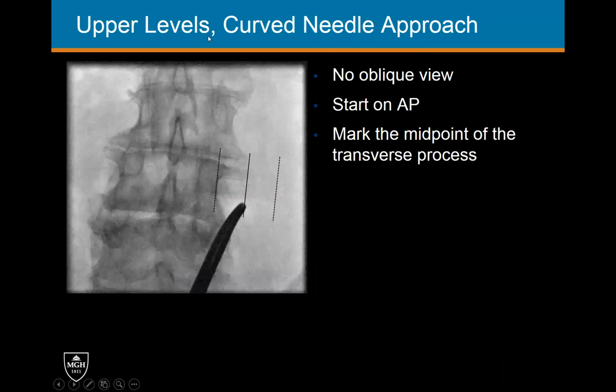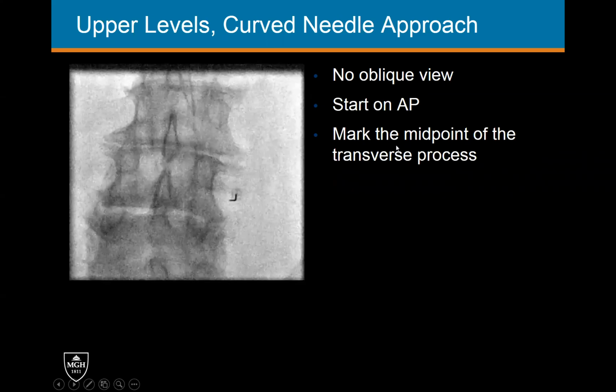All right. So now if we're going to do a curved needle approach in the upper levels, we actually do everything on the AP and the lateral. There's no oblique view, no Scotty dog view. So you start on the AP and, in your mind, visualize the transverse process and separate it into half. Go halfway along the transverse process and mark the midpoint.